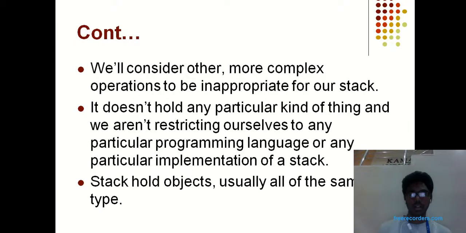We consider other more complex operations to be inappropriate for our stack. It does not hold any particular kind of thing, and we are not restricting ourselves to any particular programming language or any particular implementation of stack. Stack holds objects, usually all of them of the same type.